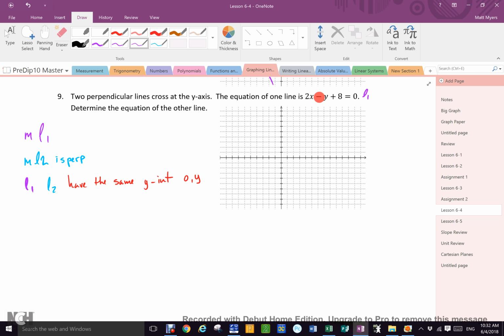What would I do? I would put it into either point-slope form or slope-intercept form. Which one do you want to do? Point-slope. So you would take this and make it look like that. You would want to go from that to that, because your other option would be that to this. That's too easy.